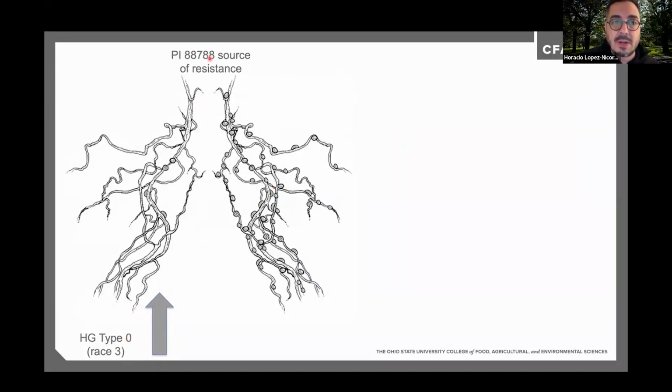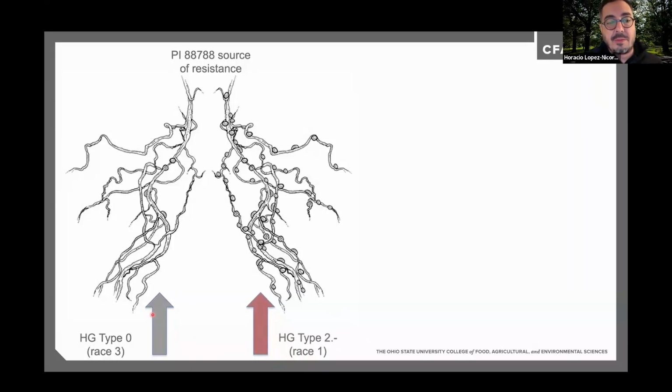It did not reproduce on 88-1088 or on Peking number 1 or on cloud number 7 or on any of the sources of resistance. AG type 0. Now, it works so well that we introgress this source of resistance in pretty much 90% of the commercially available soybean. So everyone was planting 88-1088 for over 30 years, nonstop, on the same population.